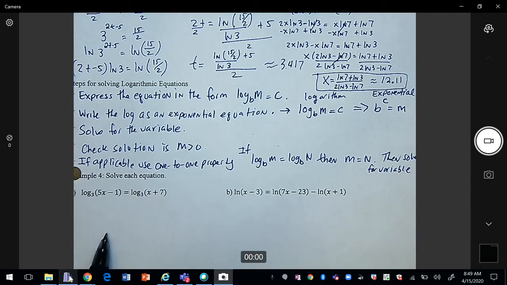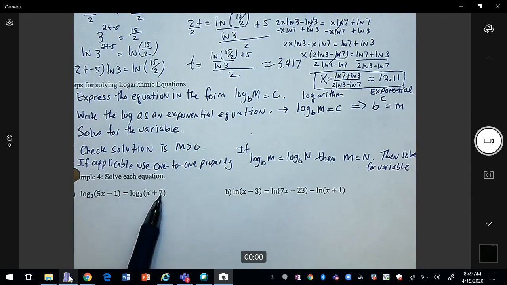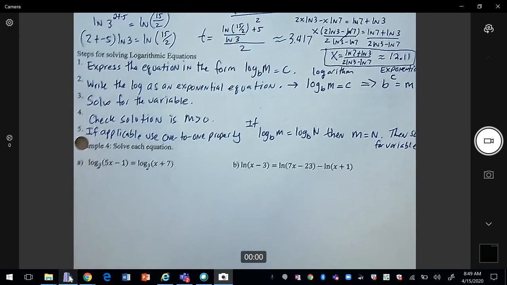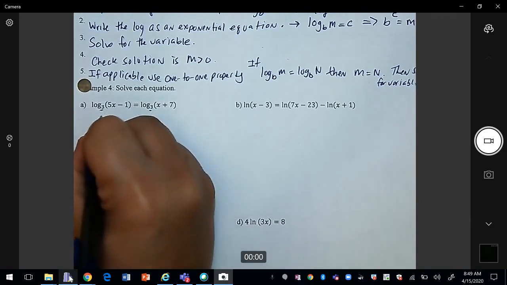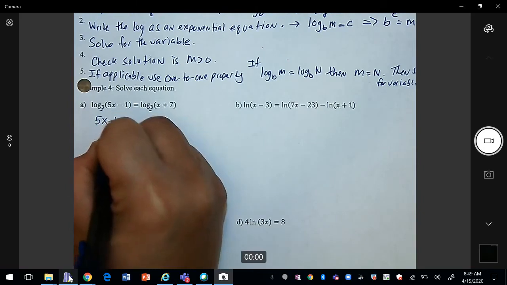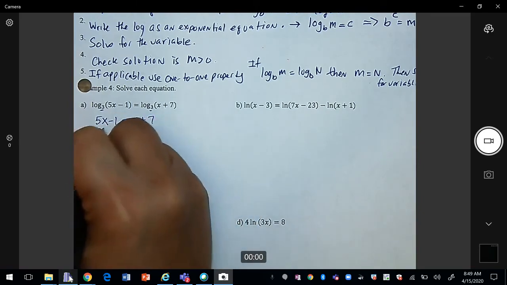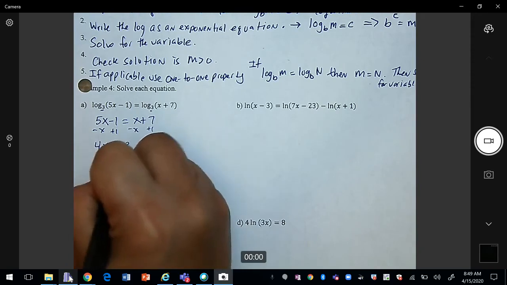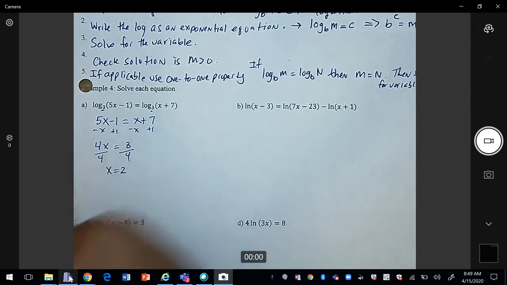So let's look at example 4. We have log base 3 of 5x minus 1 equals log base 3 of x plus 7. Notice here that the base is the same, so I can use the one-to-one property, which tells me that I can set 5x minus 1 equal to x plus 7. I'm going to subtract x, so I get 4x, and I'm going to add 1. So we get that x is equal to 2.